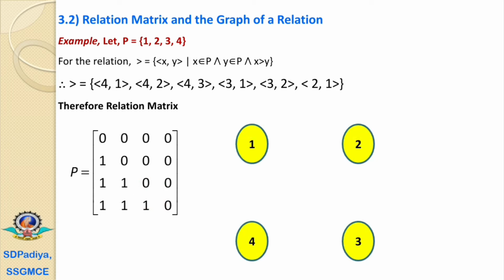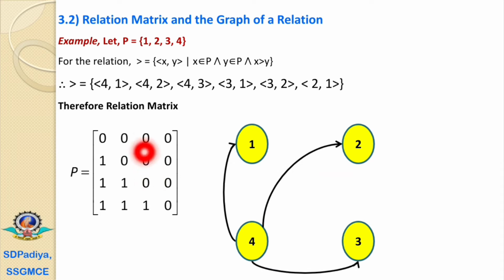If we have to design the graph for that, then we take the 4 nodes, that is 1, 2, 3, 4. There is a relation from 2 to 1. 2 is greater than 1. That's why we'll connect this. First, we have (4,1), (4,2) and (4,3). That's why we have connected this 4 to 1, 4 to 2 and 4 to 3.